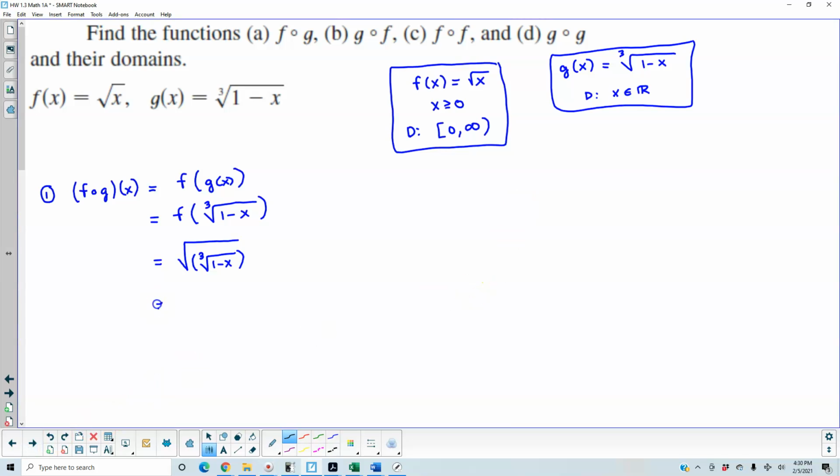So let's rewrite this as fractional exponents. The inside radical becomes 1 minus x to the 1/3. And now looking at the other, we have 1 minus x to the 1/3, and that's raised to the 1/2. So therefore, you have a power raised to a power, so we're going to go ahead and multiply them. So we get 1 minus x to the power of 1/6, which means it becomes the 6th root of 1 minus x.